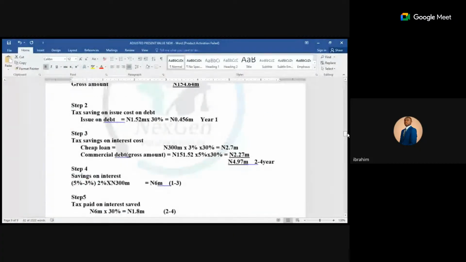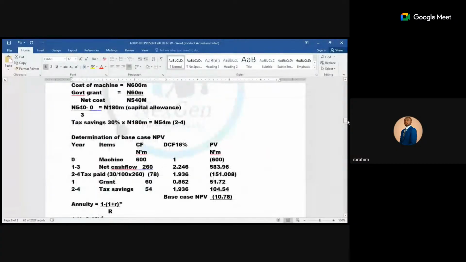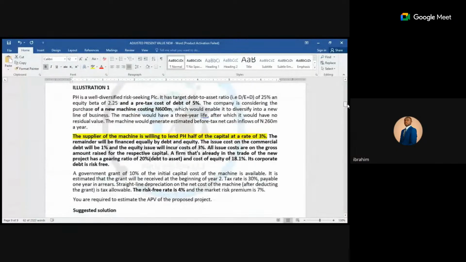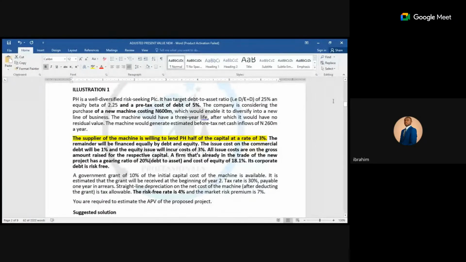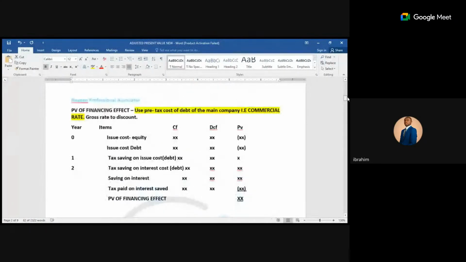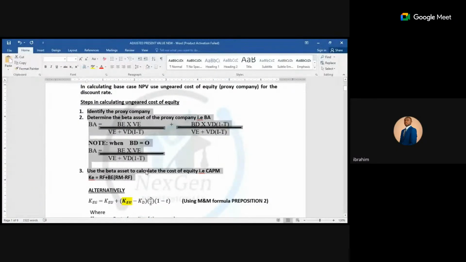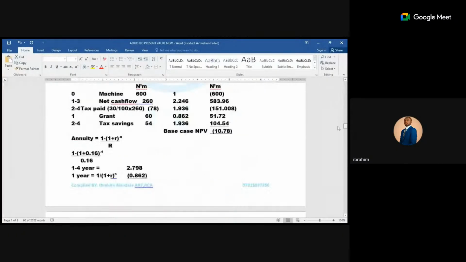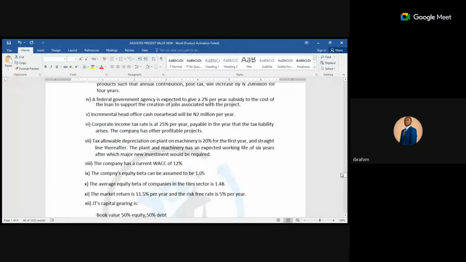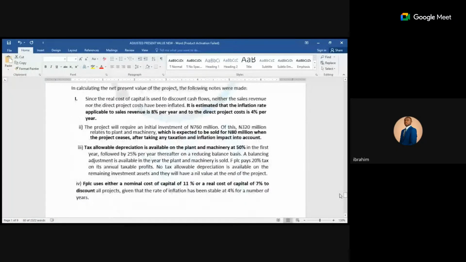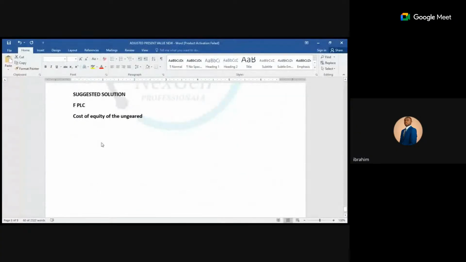Why is it approach 1? They didn't tell you what the cost of equity of the company is. So we need to use approach 1, the first approach, which is this. So I have to copy this. Approach 1. Since we've understood the question, it will not take us much time to finish.